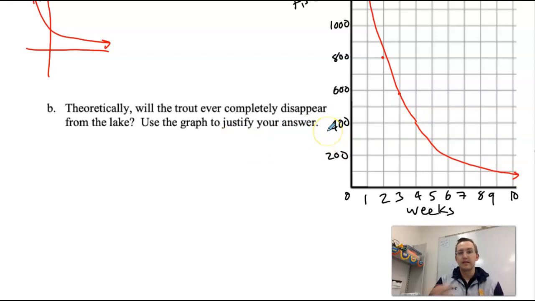So this next one, in theory, think back to our Penny Lab. We had a very similar question like this in that class day. Theoretically, will the trout ever completely disappear from the lake? So again, when we have an exponential decay function or exponential growth, we always have an asymptote at y equals 0. So what that means again is that we get closer and closer to 0, but we never actually get there. So theoretically, since we have an exponential decay function on our graph up here, theoretically we will never get to 0.